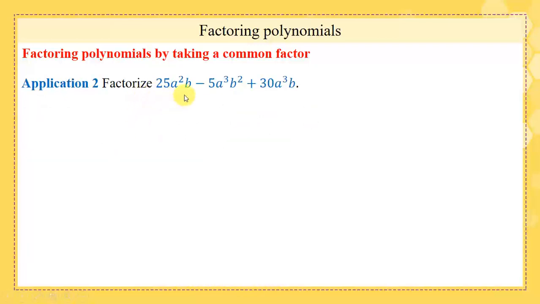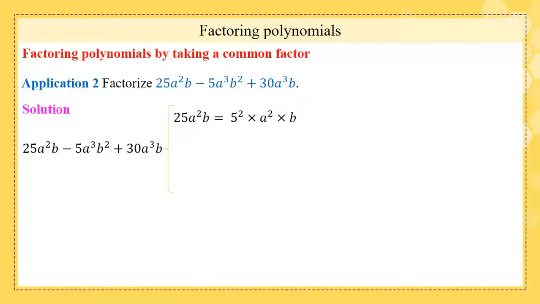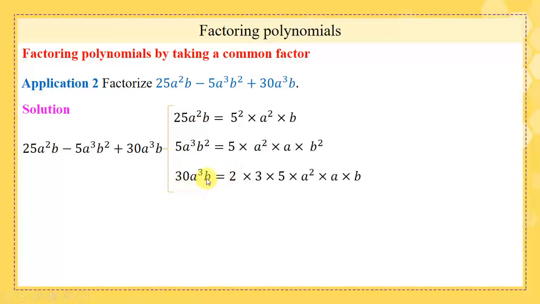Application 2. Factorize 25a squared b minus 5a cubed b squared plus 30a cubed b. Please pause the video and try it by yourself. The solution is: 25a squared b equals 5 squared times a squared times b. 5a cubed b squared equals 5 times a squared times a times b squared. The 5 is a prime number, it cannot be decomposed anymore. 30a cubed b equals 2 times 3 times 5 times a squared times a times b.